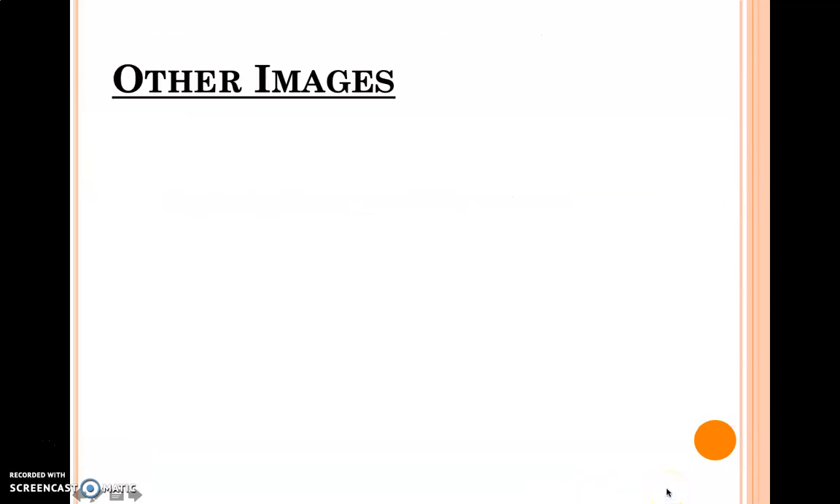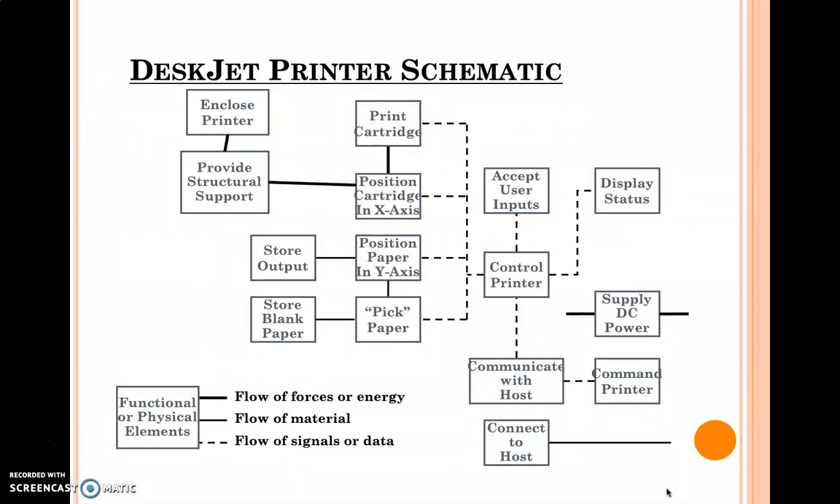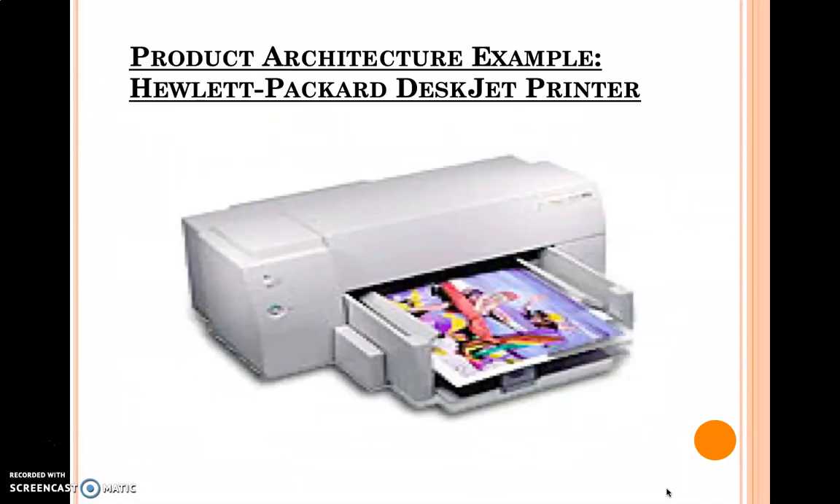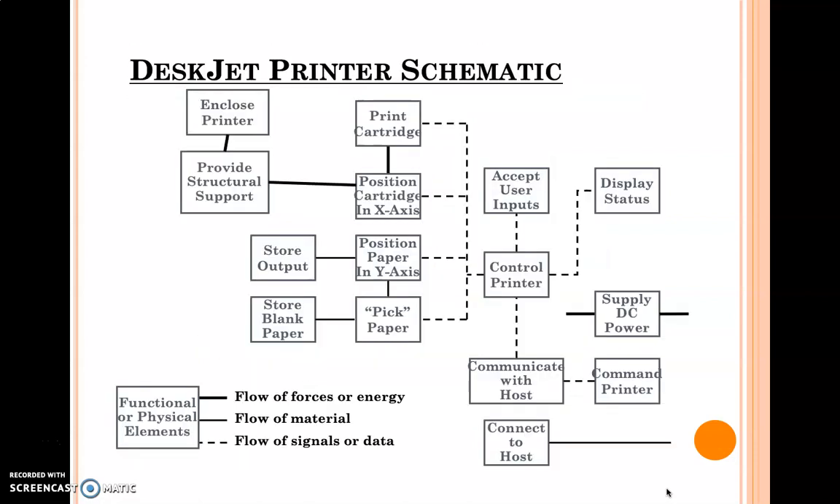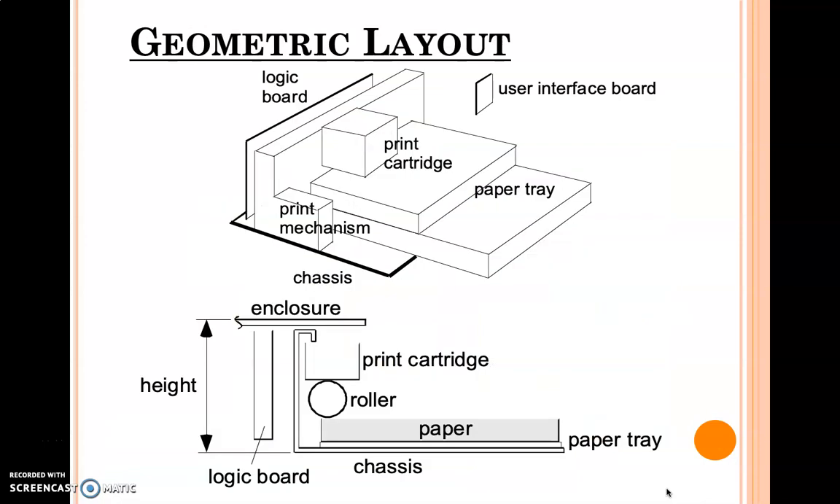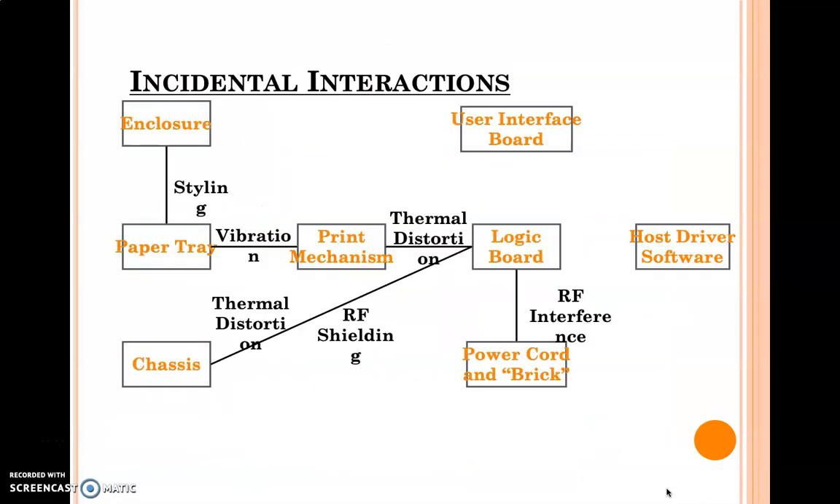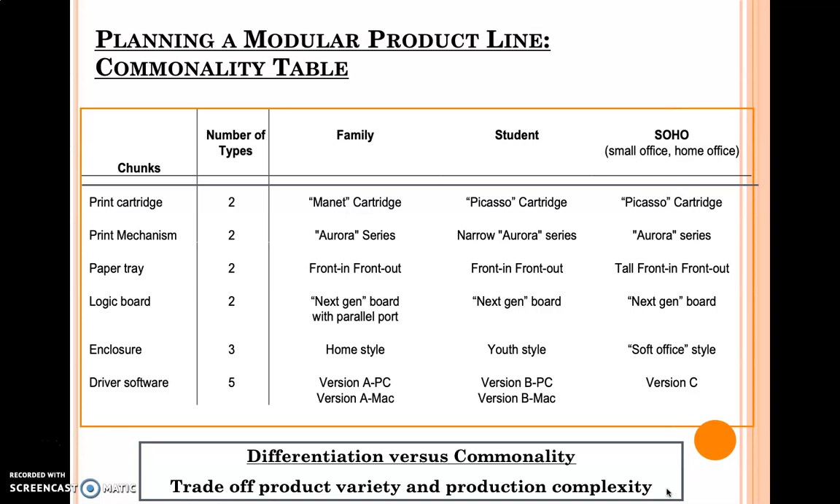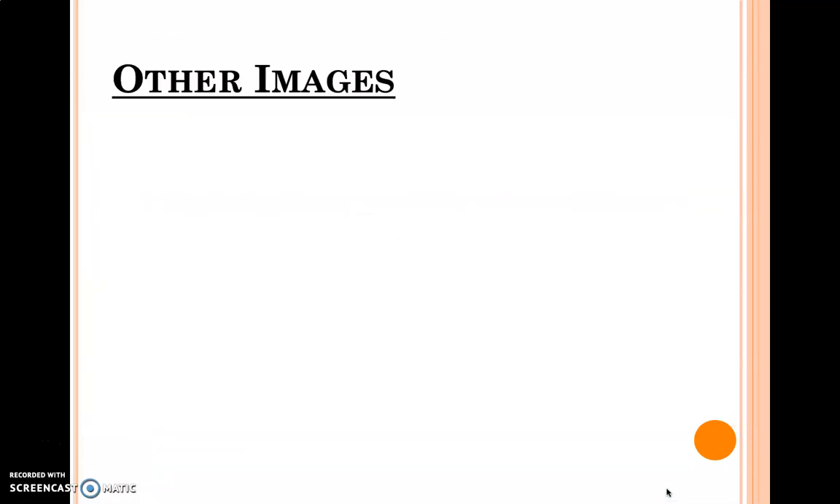There are a few other images, with the help of which you can also follow these steps. What are the steps we have followed? This is the whole picture, at the last when we have developed the product. First of all, you have to draw the schematic with the help of these functional and physical elements, then cluster elements into chunks, then geometric layout, then find the incidental interactions, then the commonality table, meaning the differences and common points between the different chunks. Then assemble it, and that will give you the whole part.